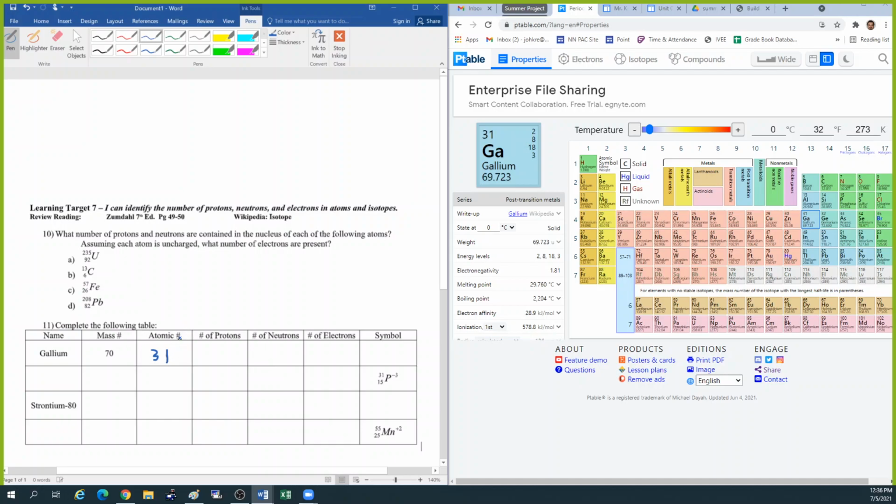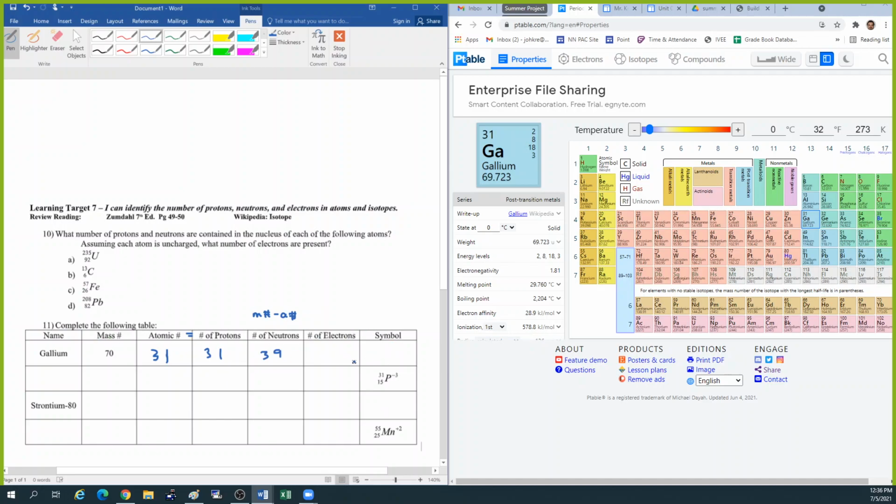And by definition, the atomic number is equal to the number of protons, so that's 31. The neutrons is based on the mass number minus the atomic number. So that's 70 minus 31, which is 39.